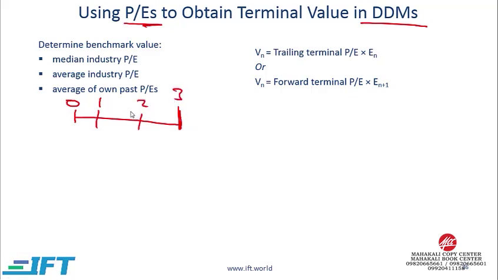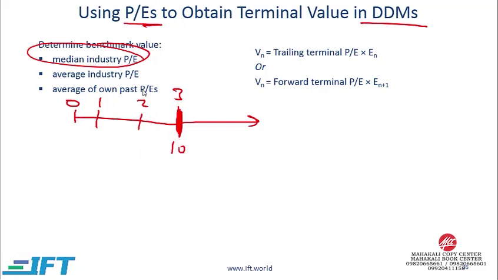Let's say that this is relatively high growth. Then what do you do at year 3? We've talked about this before. What you can say is that at the end of year 3, you expect the industry PE to be a certain number. Let's say you expect that number to be 10, and say you are coming up with that number based on the median industry PE. So this 10 then becomes your benchmark.